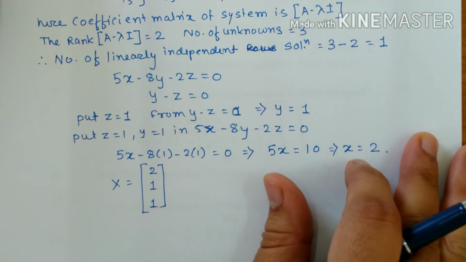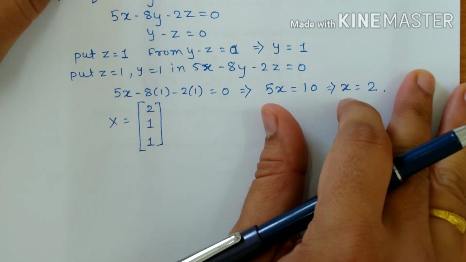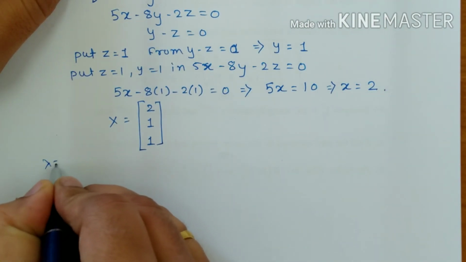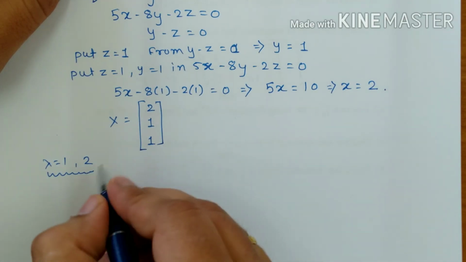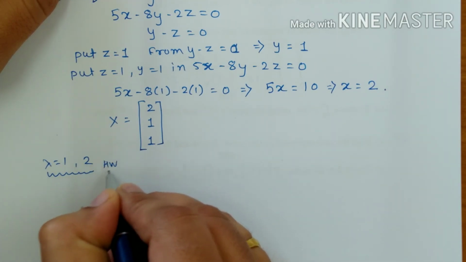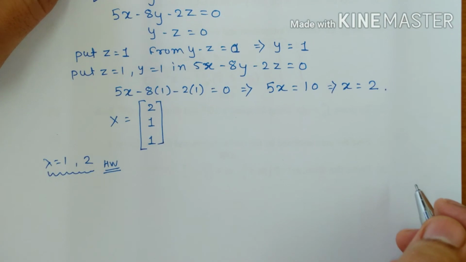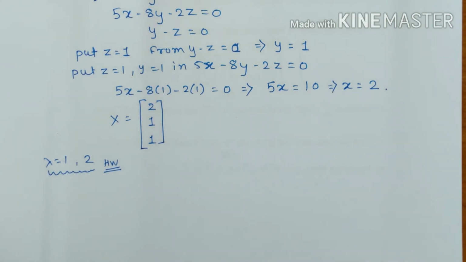Now I am expecting you to calculate the eigenvectors for lambda is equal to 1 and lambda is equal to 2 as homework. I am leaving this part as homework for you, and once you finish it, you can post your answers. In the next video, we are going to see more problems with shortcut methods. Okay, thank you everyone.